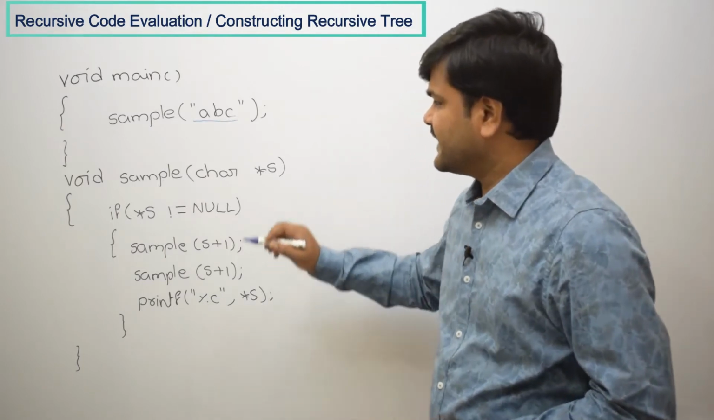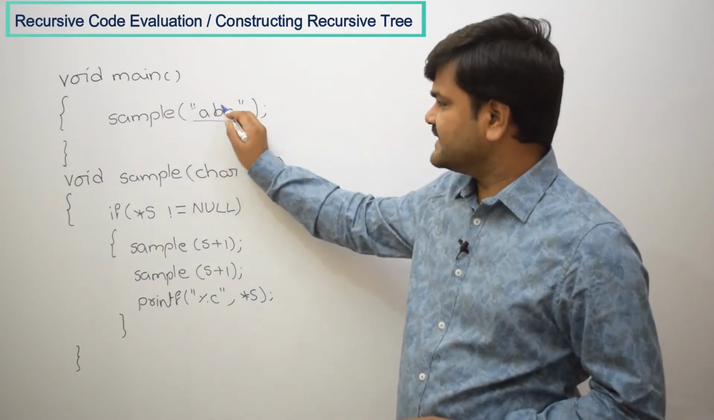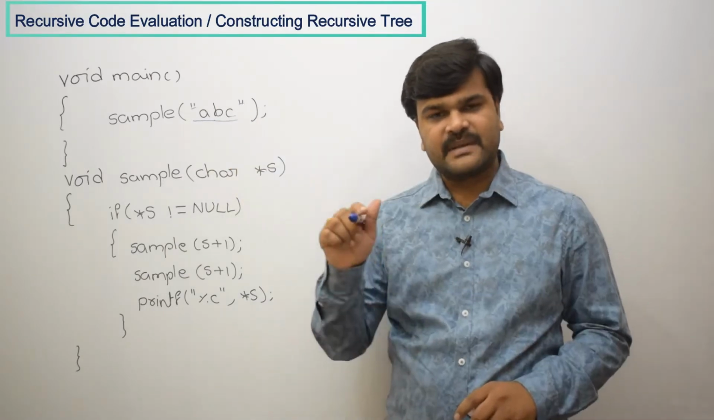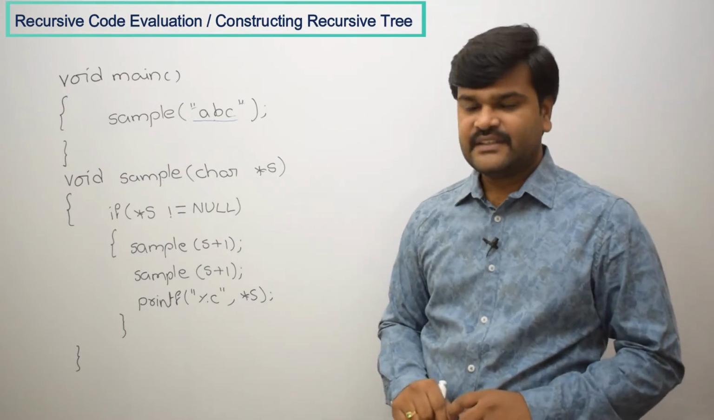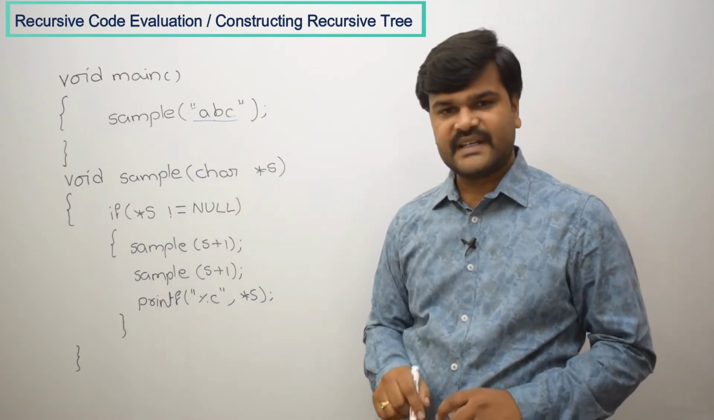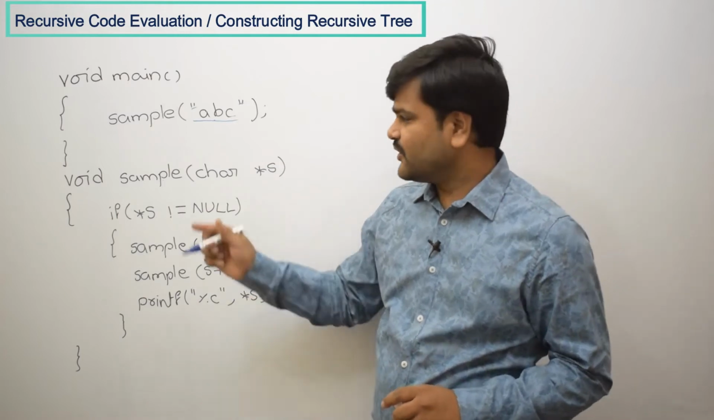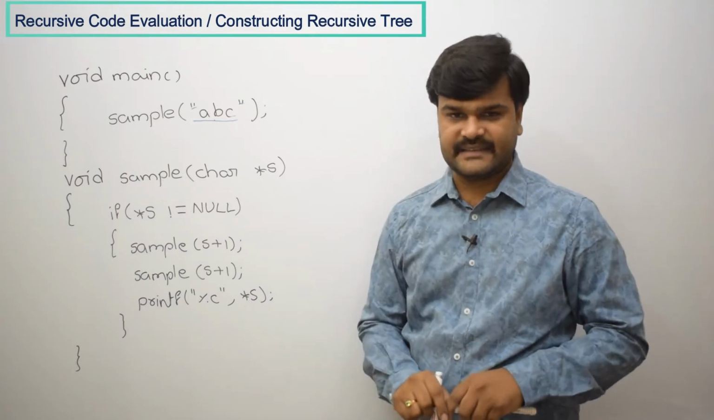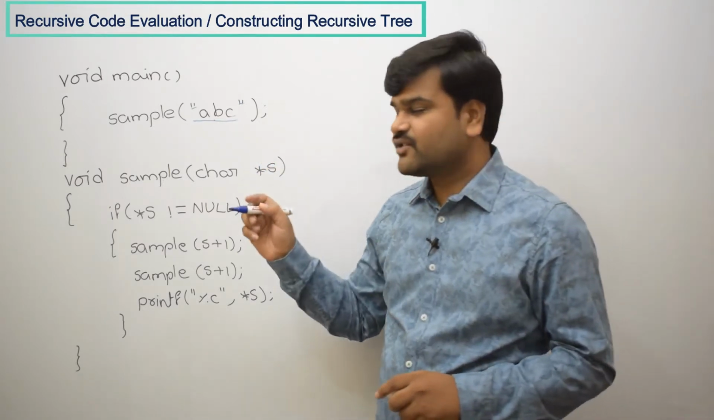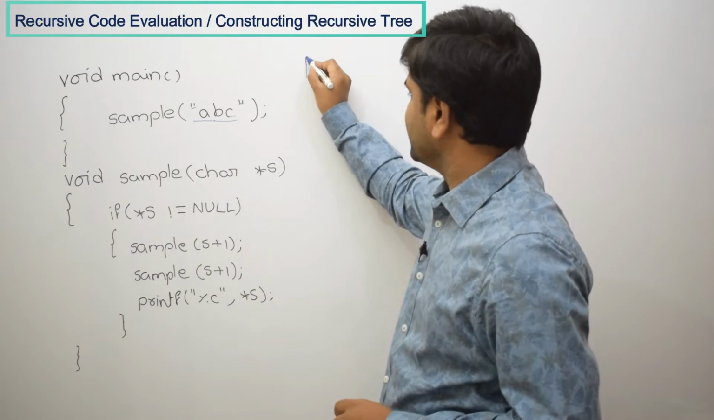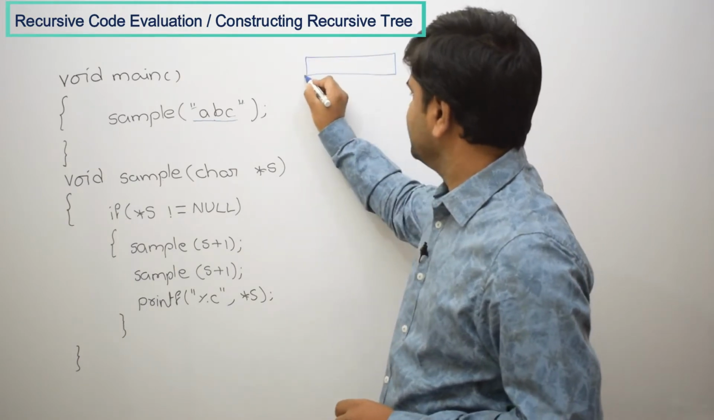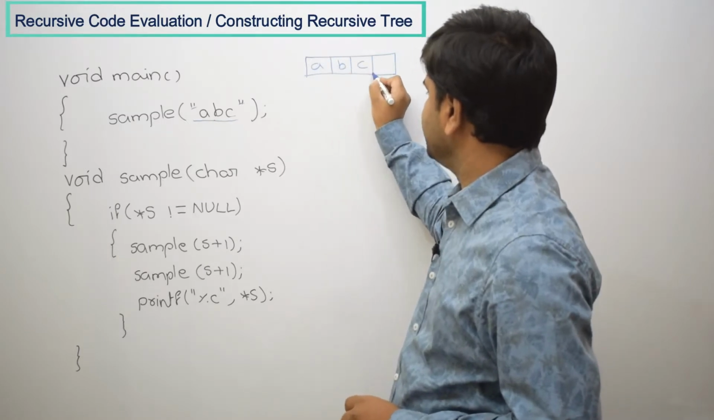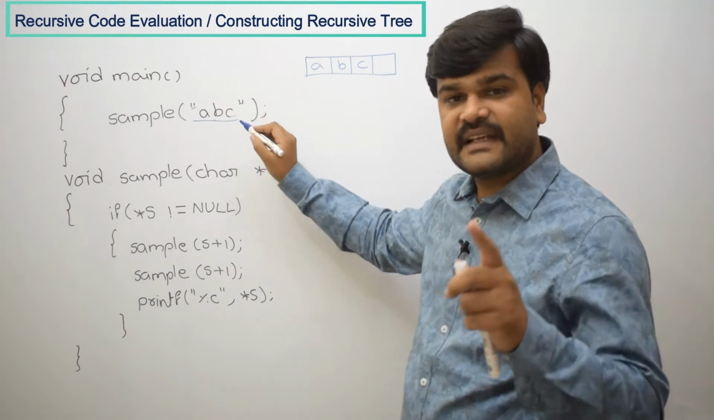Now what is this one? Whenever it is in double quotes and there is more than one character, that becomes a string constant. So whenever it is a string constant, what is happening in the system? First of all, it is going to create a character array. For example, let us take a character array: first A, then B, then C, and it is going to terminate with a null character.